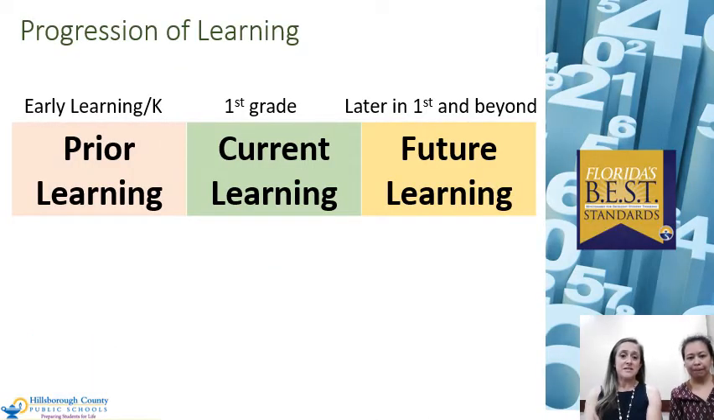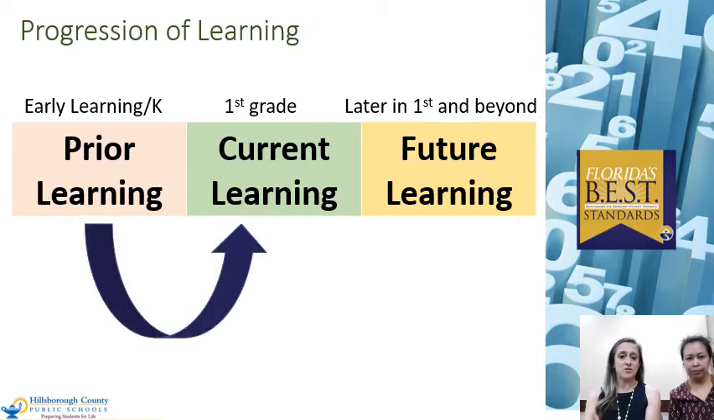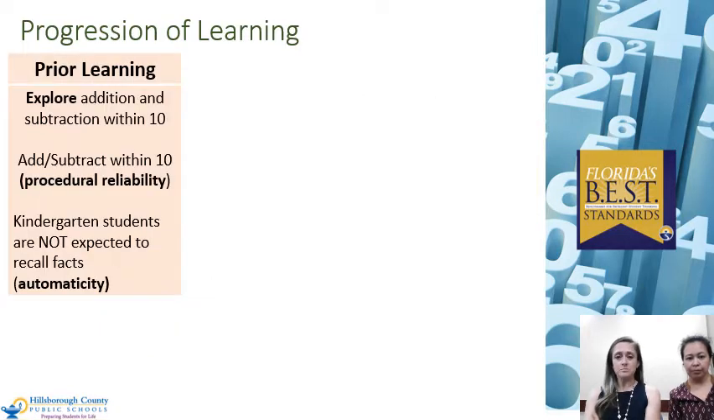One of the biggest ideas in this unit is going to be adding and subtracting, and you want to make sure you consider what students have learned in the past and where their learning is going in the future. So thinking back towards kindergarten or even pre-kindergarten, students began to explore with addition and subtraction within 10. And then, especially in kindergarten, working with some sort of a reliable strategy for adding and subtracting, whether it be counting on, using their fingers or blocks, or drawing pictures. And then it's important to notice that kindergarten students are not expected to be able to recall addition facts automatically.